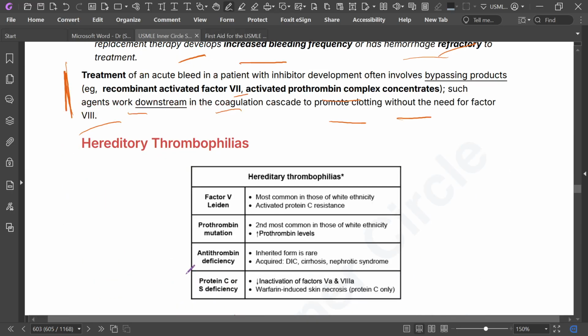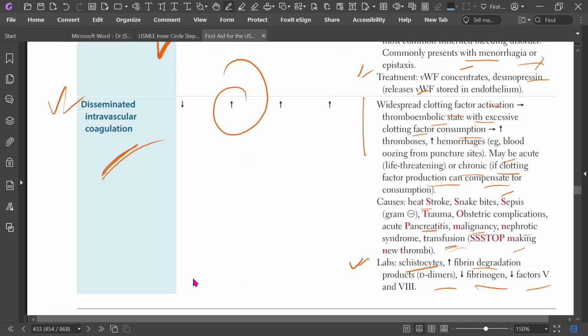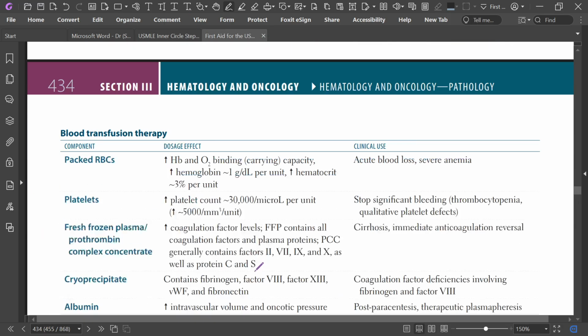Okay, finally, hereditary thrombophilia. In factor 5 Leiden, there is activated protein C resistance, most commonly in white ethnicity. Prothrombin mutation causes an increased prothrombin level. Second, antithrombin deficiency is inherited or acquired in DIC, cirrhosis, and nephrotic syndrome. Protein C and S deficiency decreases inactivation of factors 5 and 8. Protein C and S deficiency cause warfarin-induced skin necrosis, protein C especially.